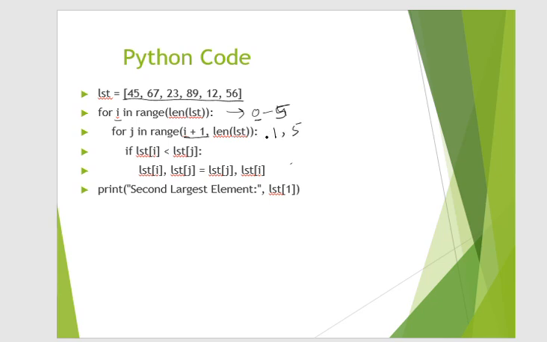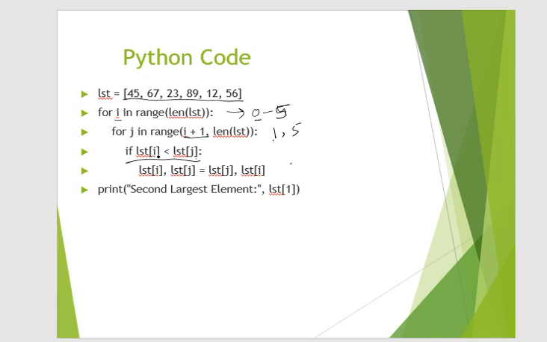Why are we taking one less? Because in the next line, if you see, there is an if statement and we are comparing two elements of the list. One has index i and the other one has index j. So we are going to compare 0th element with first, then 0th element with second, 0th element with third, 0th element with fourth and 0th element with fifth. So after all comparisons, the biggest element will come at the front.